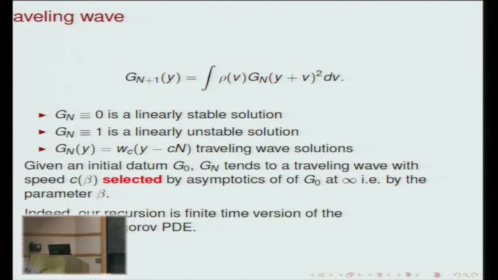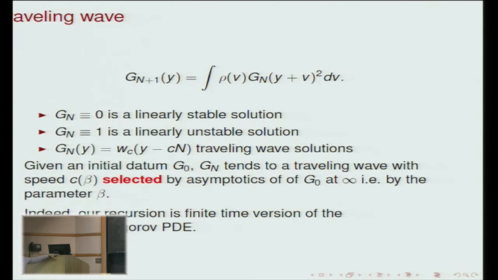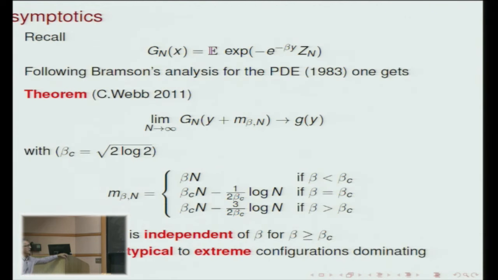And what happens is something which also goes back to Kolmogorov, namely this is a discrete version of the Kolmogorov KPP equation, a nonlinear parabolic equation with a traveling wave behavior. The speed of the traveling wave depends on the initial condition beta, and that's what will be important here. Okay, so that's how you would look at that, and that's what you can study.